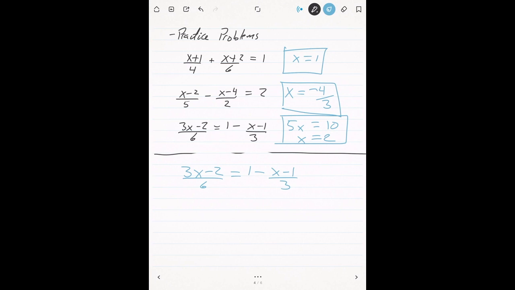What you could do, because this is the thing that might be throwing us for some trouble, is go ahead and add the fraction x minus 1 over 3 to both sides. We're left with 3x minus 2 over 6 plus x minus 1 over 3 equals 1. This and this will be the same thing. They're going to give you the same answer. And this is totally allowed. Now we no longer have a subtraction sign to worry about.